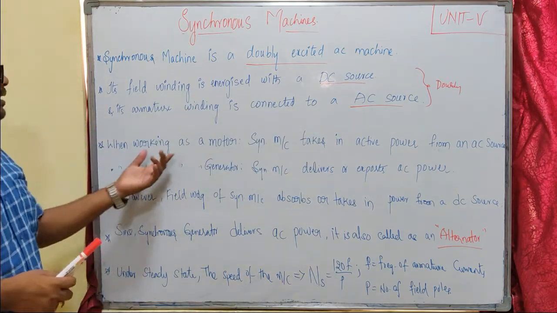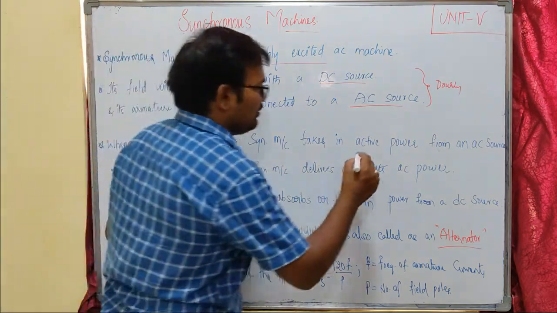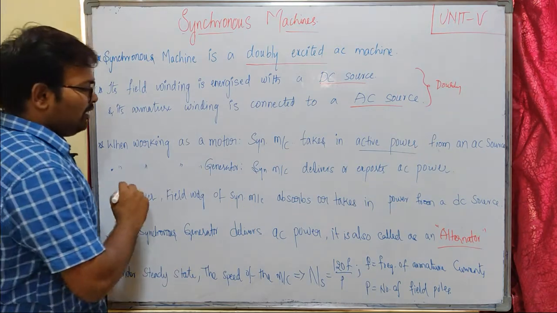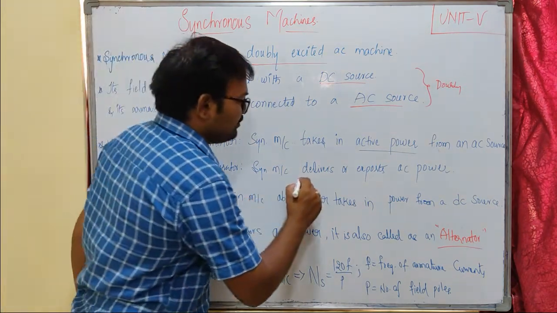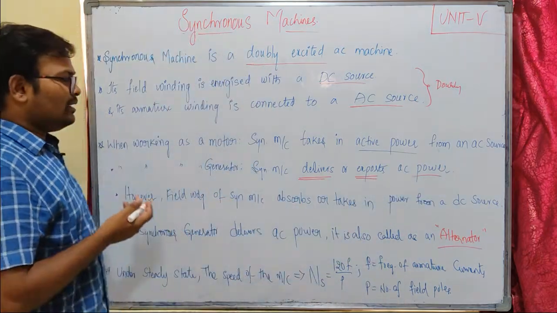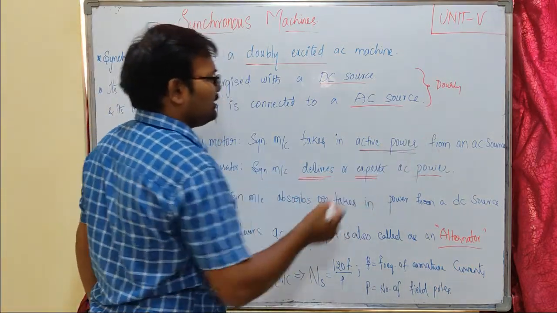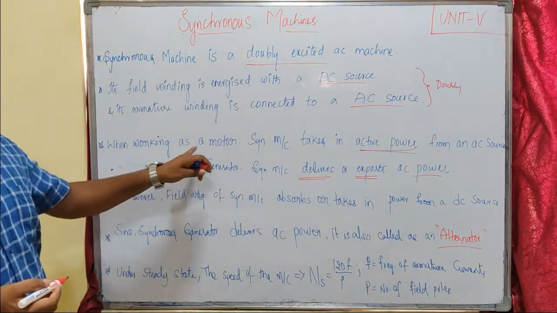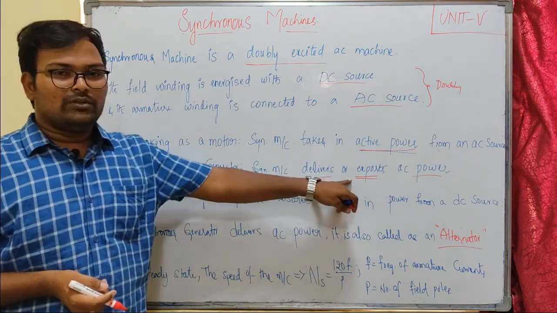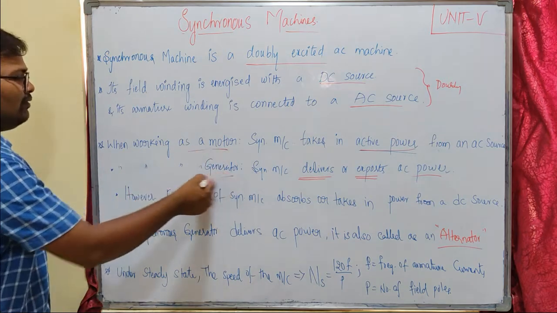While operating as a motor, our synchronous machine takes active power from the AC source connected to the armature winding. While in generating operation, the synchronous machine generates, delivers or exports AC power. We already know this from three phase induction motors: when operating as a motor, it takes active power in, and while operating as a generator, it delivers or exports AC power. These are the motoring and generating modes of the synchronous machine.